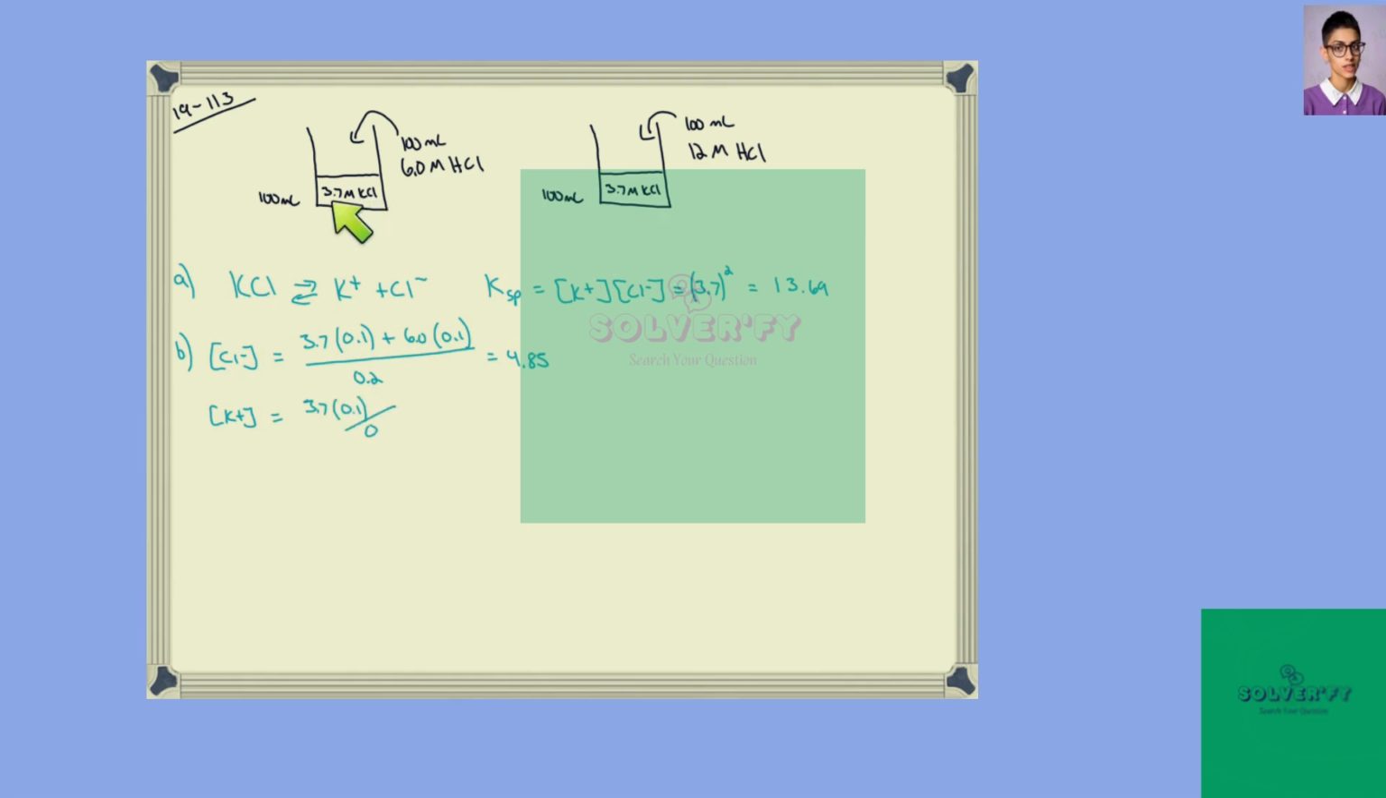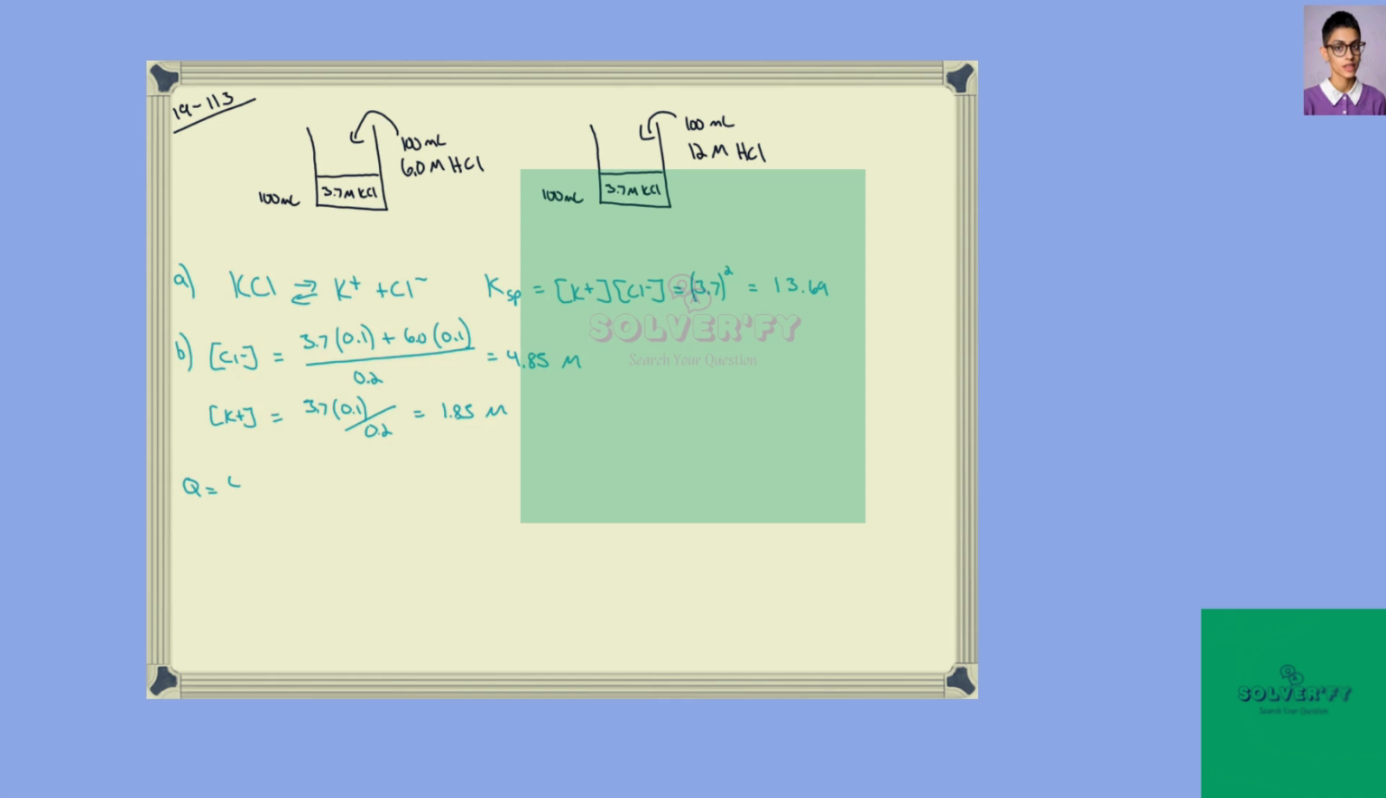We can do the same thing with the potassium ion. We have 3.7 molar potassium ion at a volume of 0.1 liters. We divide that by the new volume, 0.2 liters or 200 milliliters, and we get a concentration of 1.85 molar.